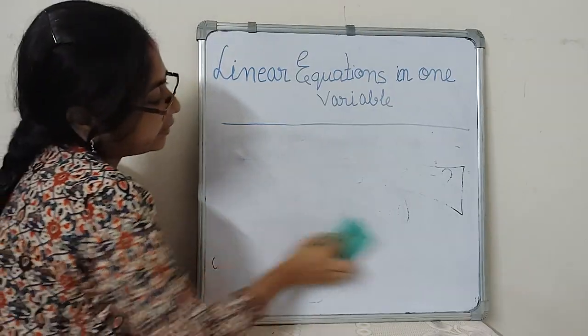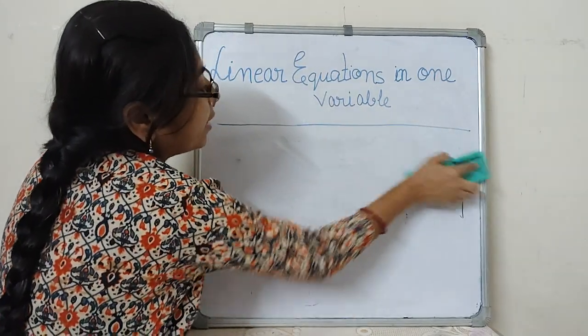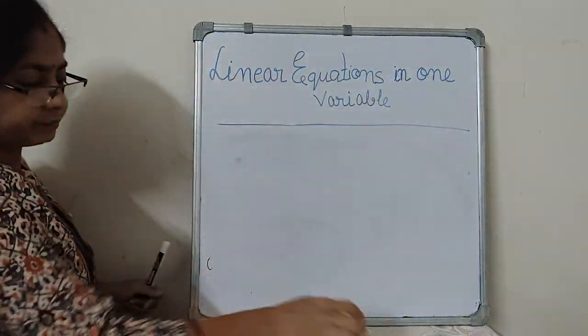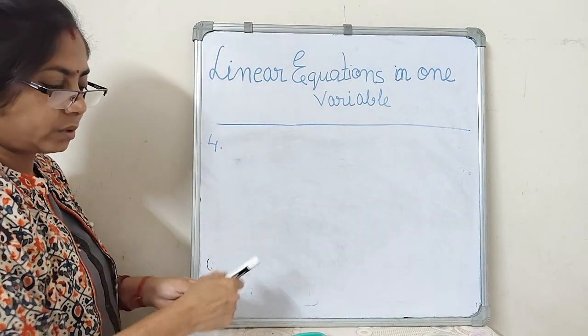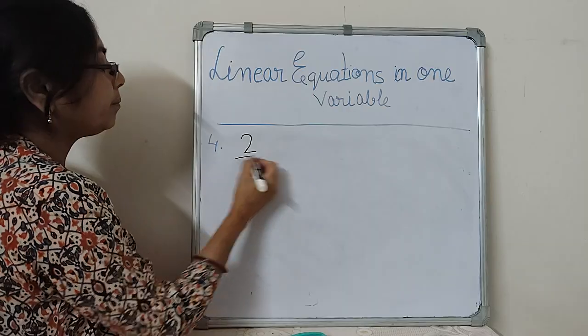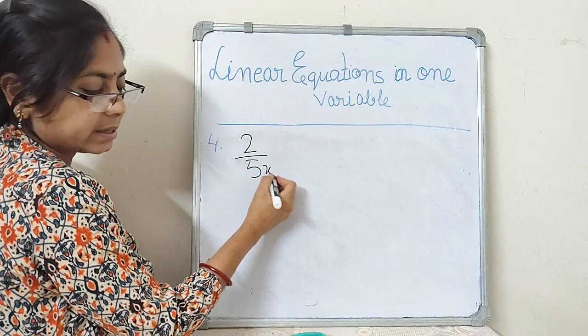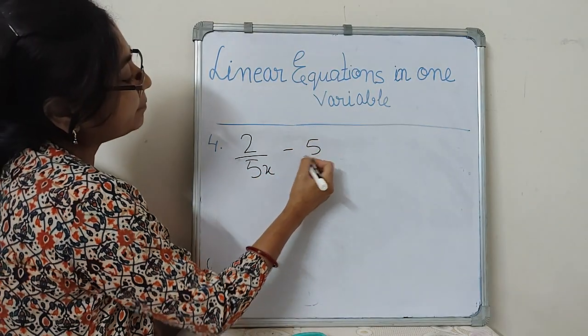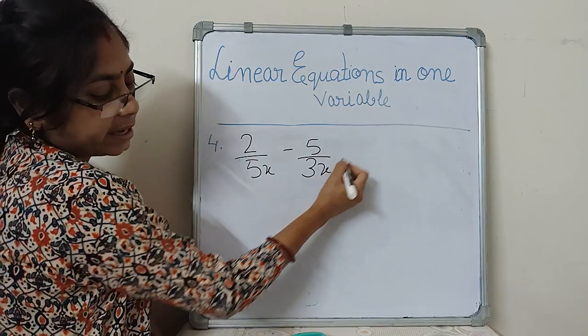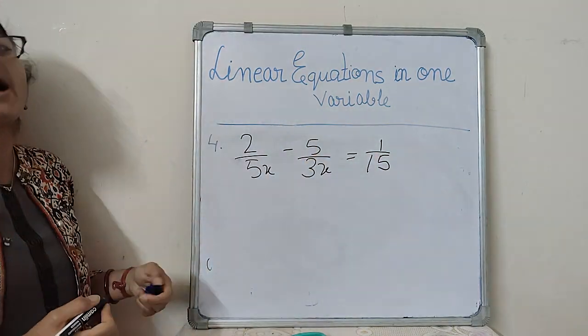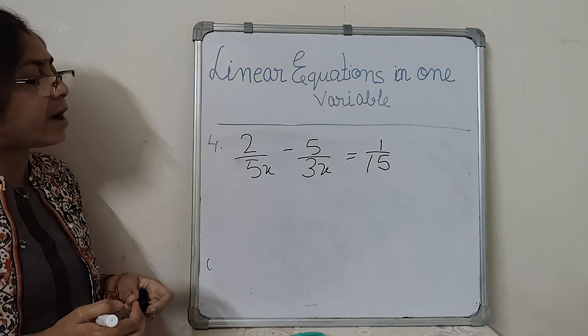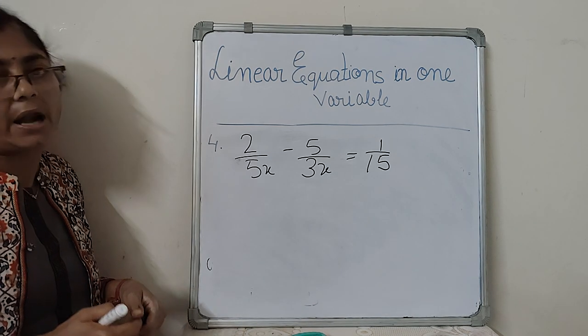It is some critical math, so please focus properly. Number 4. 2 by 5x minus 5 by 3x is equal to 1 by 50.